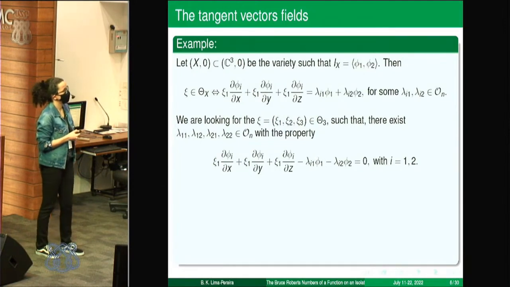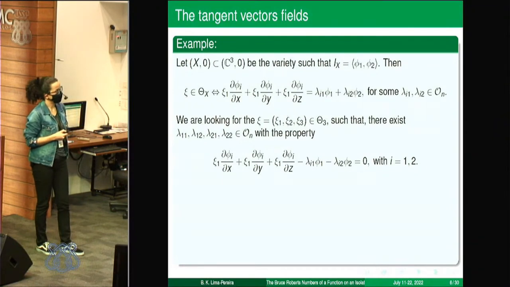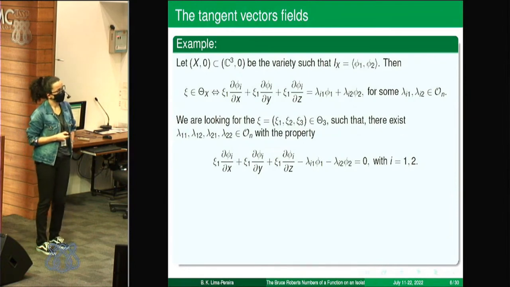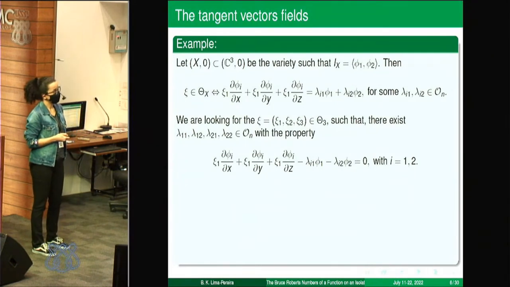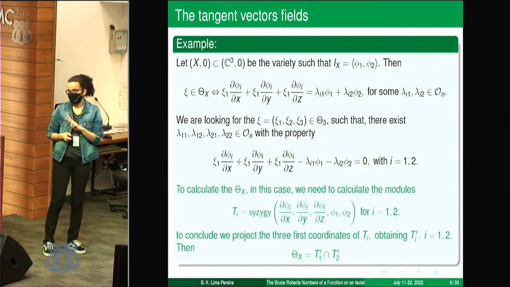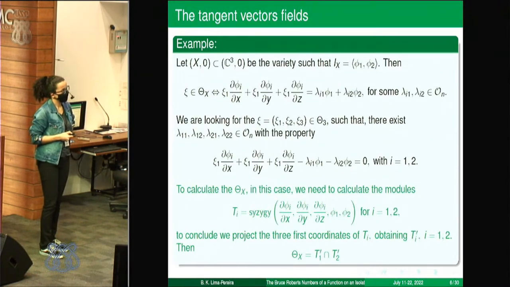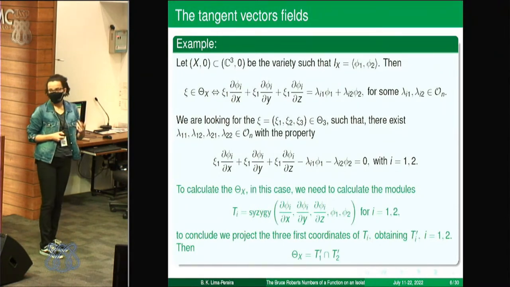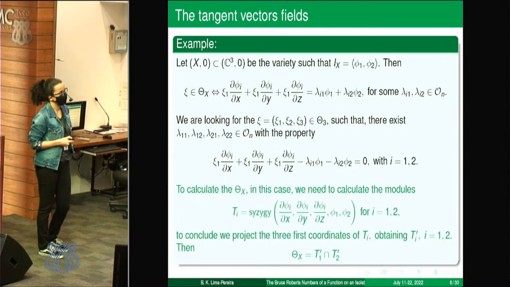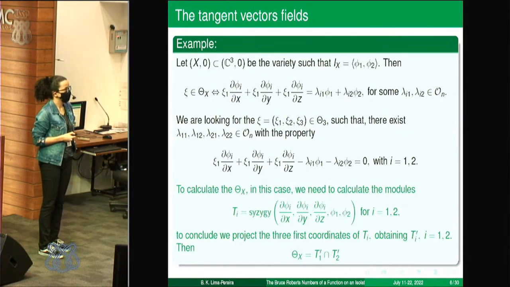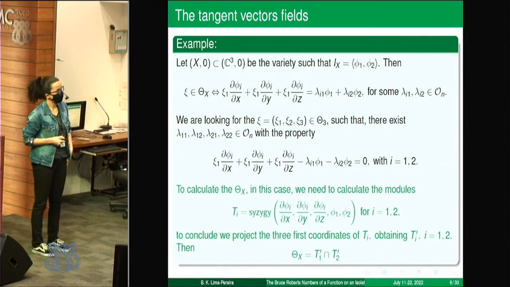So in this case, we are looking for the vector fields in theta 3 such that there exist these elements satisfying this condition. Okay. So in this case, we need to calculate two CCGs. The first I call T1, and we consider the partial derivatives of phi 1. And the second, T2, we consider the partial derivatives of phi 2. Okay. And to conclude, we project the first three coordinates of T1 and T2. And we obtain respectively T1 prime and T2 prime. And the theta X is equal to this intersection.